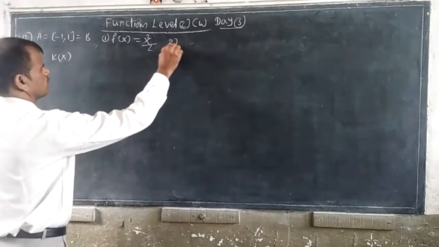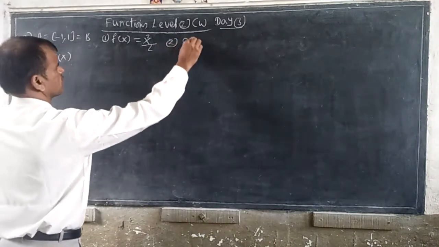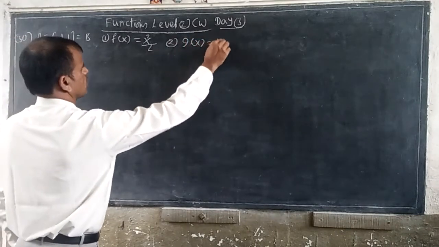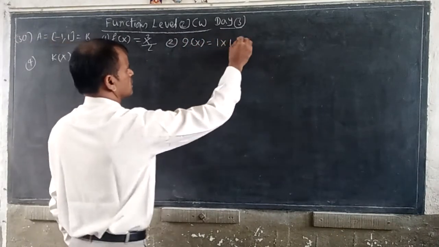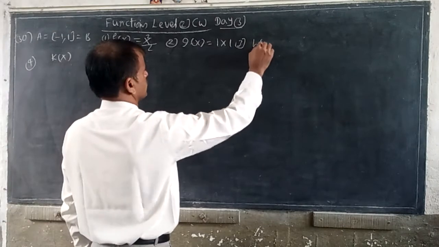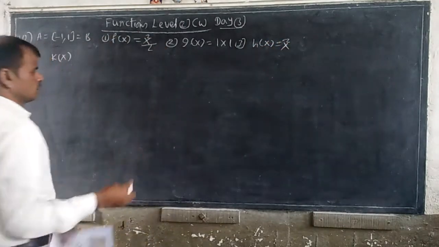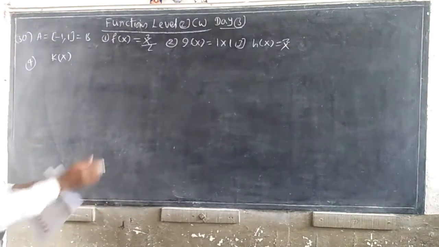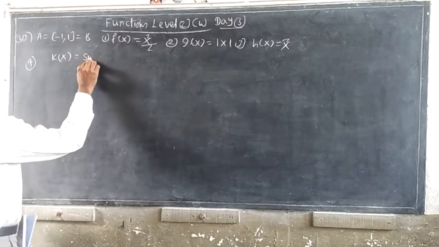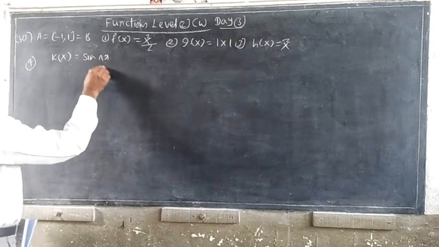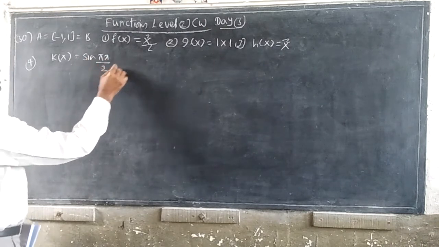First option x square by 2, second option g of x is equal to modulus of x, third option h of x is equal to x square, fourth option k of x is equal to sin pi x by 2.